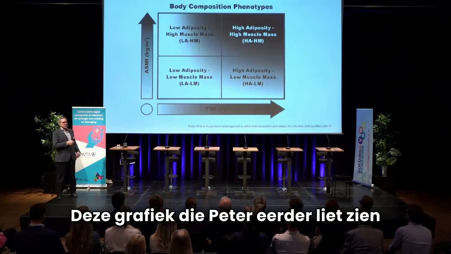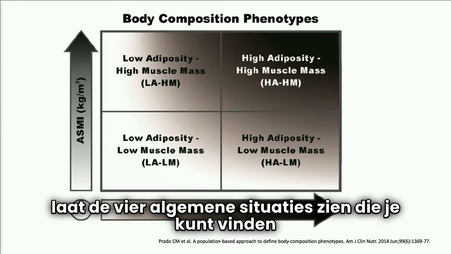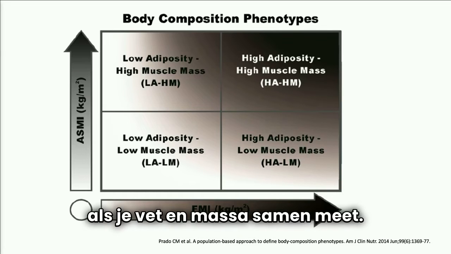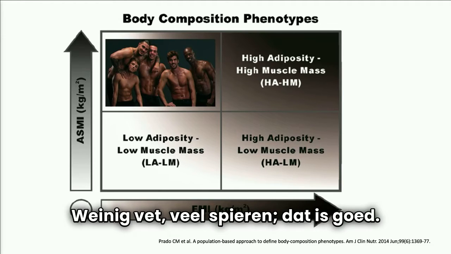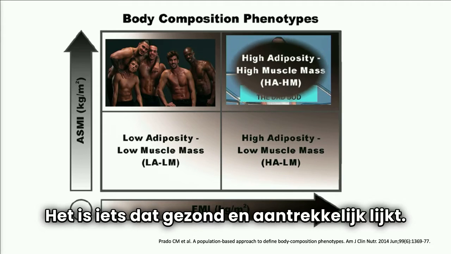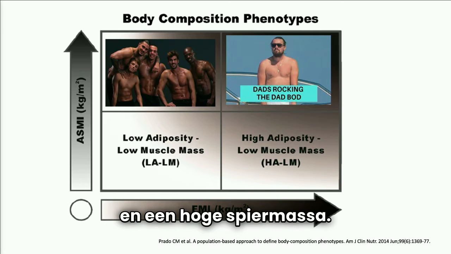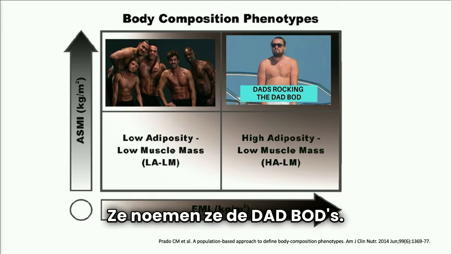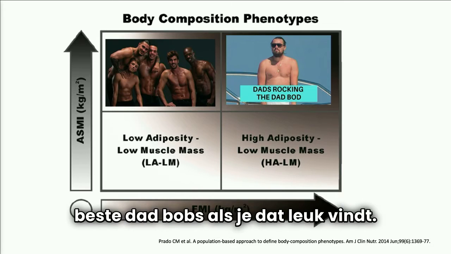This graph that was shown by Peter before shows the 4 general situations you can find when you check fat and mass together. And of course, everybody would like to be there. Low adiposity, high muscle. That's good. It's something that seems to be healthy and attractive. There's also these people with high adiposity and a high muscle mass, both. They call them dad bobs now, and you can find a list of the 20 best dad bobs on the internet if you like that.